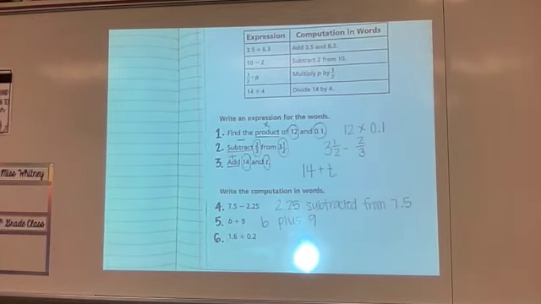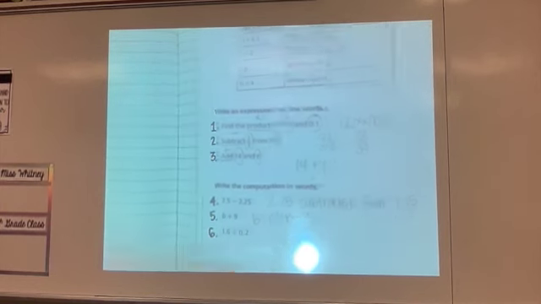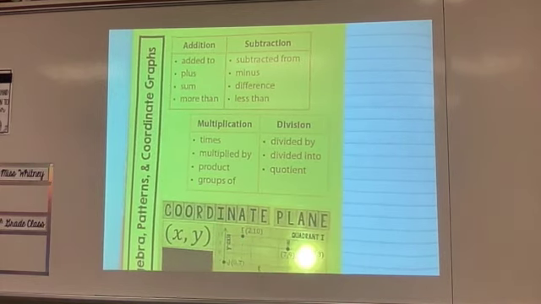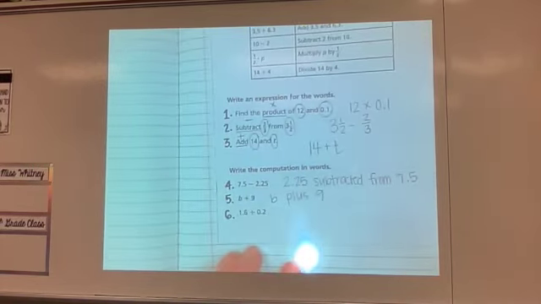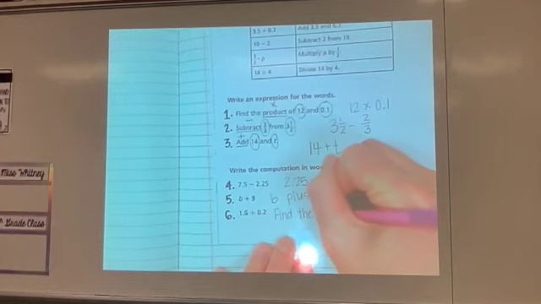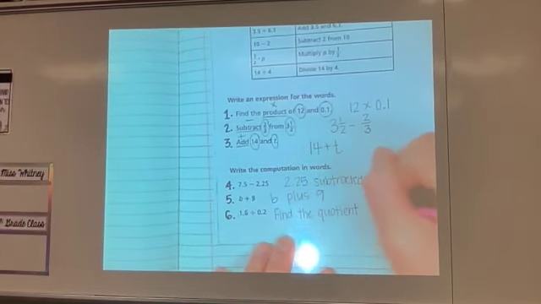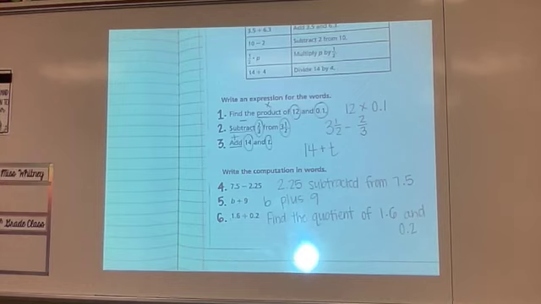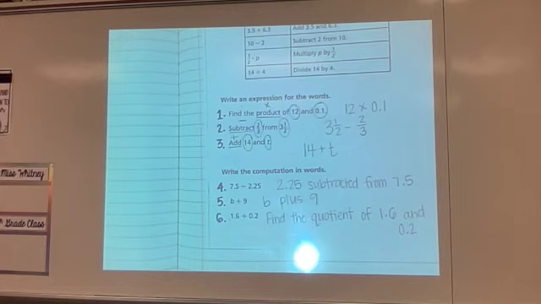And number 6, I see that I'm doing division, so I'm going to look for some division keywords. I kind of like quotient. I think I'm going to use that one for this. So I might say something like find the quotient of 1.6 and 0.2. Remember, there are lots of ways that I could have written that. I could have said like 1.6 divided by 0.2. I'm just trying to explain to someone in words how they would do that expression. And you have those keywords.